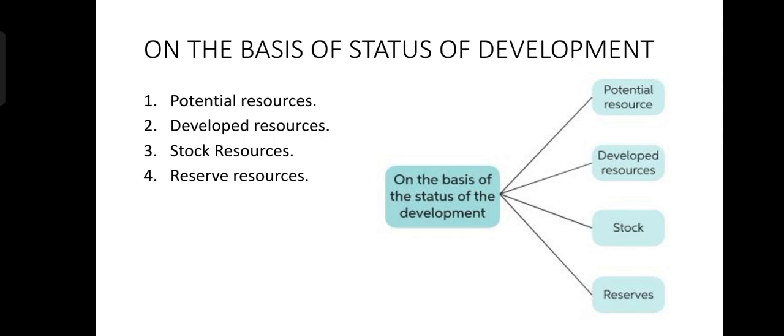Second categorization is developed resources. These are those resources where technology is developed and everything is ready to use these resources. Third type of resources is stock resources, which we can use in future. Stock means which we have stocked for future use. And reserve resources and stock resources are almost the same terms, which we can use in further future.